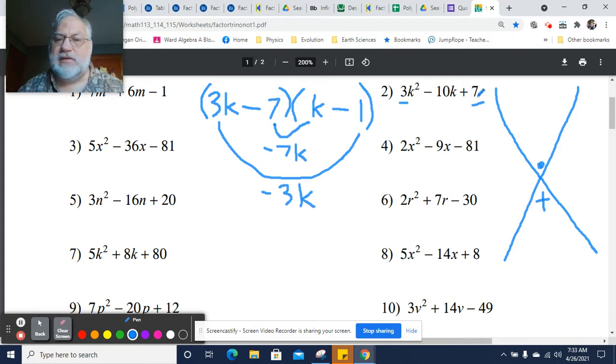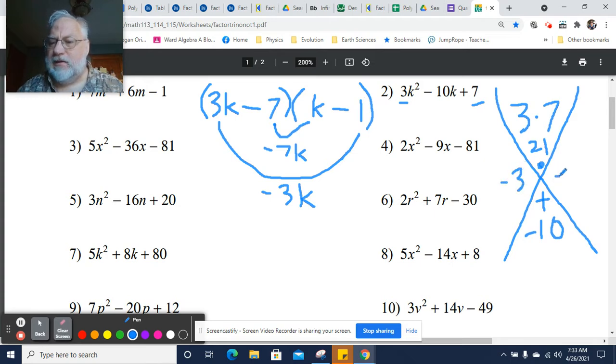Now, the 3 and the 7 are involved in getting the 3k squared and the 7 as well. So I'm just going to go ahead and say 3 times 7 here, which is, of course, 21. And so I'm going to need 2 factors of 21 that add up to the middle coefficient. Middle coefficient is negative 10. And we've worked out that those would end up being not 3 and 7, because those add up to positive 10, but negative 3 and negative 7.